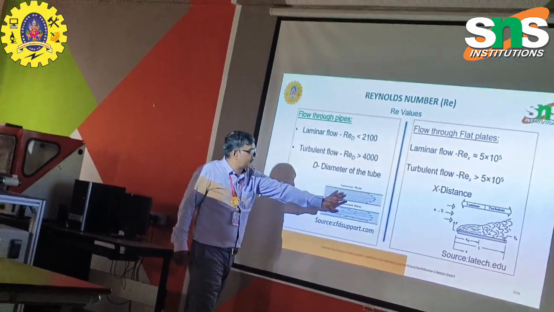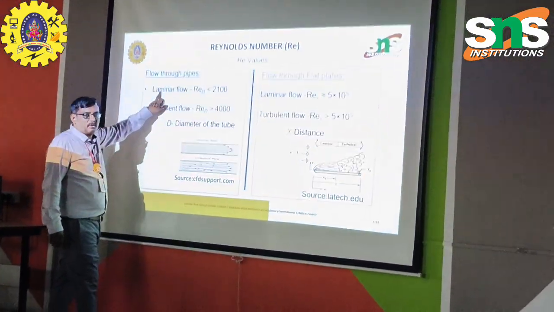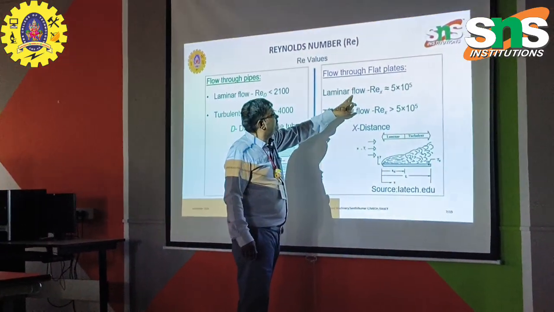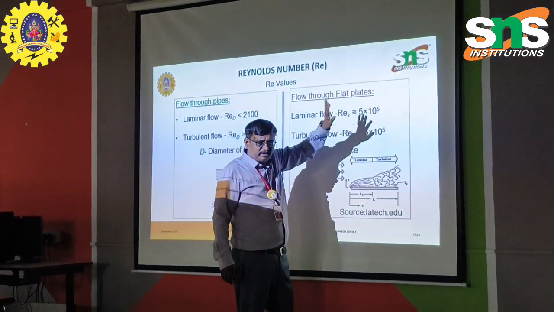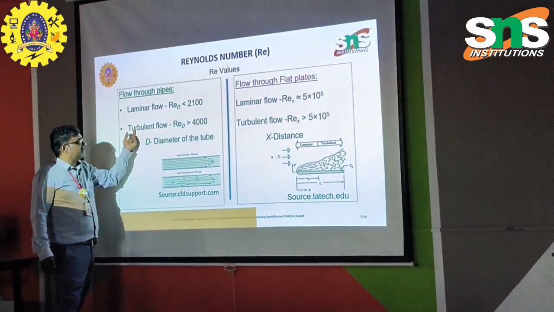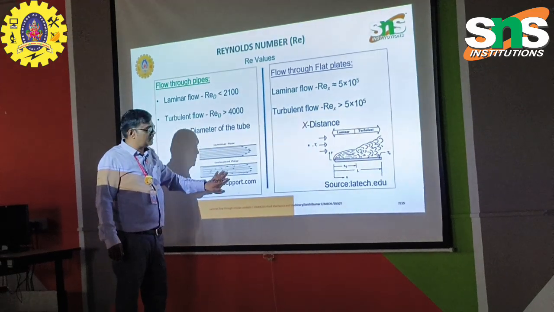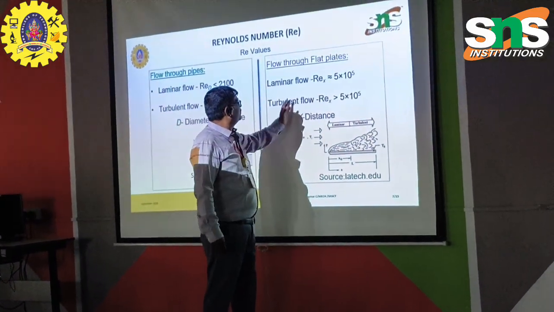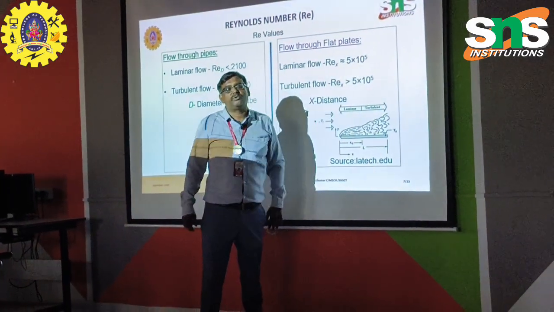When the fluid is flowing through the pipe, the Reynolds number is less than 2100 for the laminar flow. Whereas when the fluid is flowing over the plate, the Reynolds number is 5 into 10 power 5. For the same case, when the fluid is flowing through the pipe and the Reynolds number is greater than 4000, it is said to be a turbulent flow. When the fluid is flowing over the plate, the turbulent flow is when the Reynolds number is greater than 5 into 10 power 5. So with this, I conclude this session. Thank you.